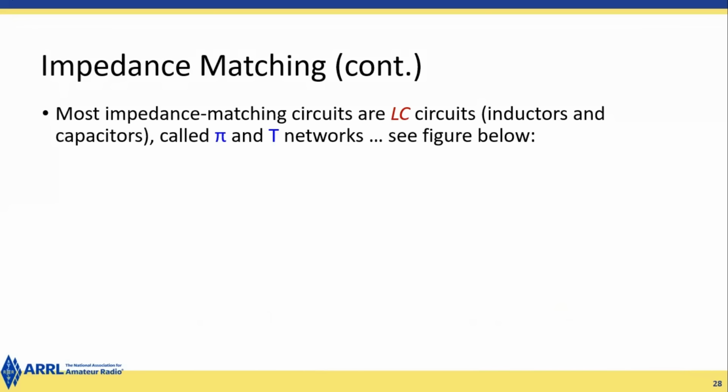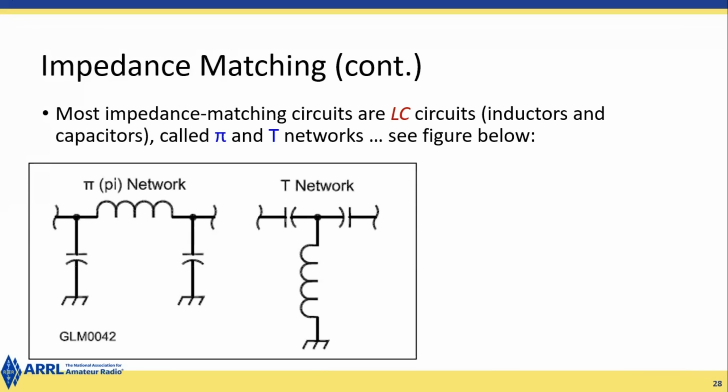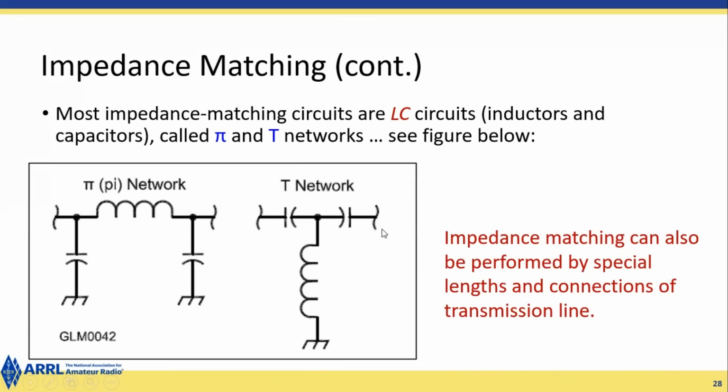Most impedance matching circuits are LC circuits, inductors and capacitors. They are called pi or T networks based on how they're configured. On the left is the pi network. You notice it's an inductor with 2 capacitors, and a T network is 2 capacitors with 1 inductor. Impedance matching can also be performed by special lengths and connections of a transmission line.